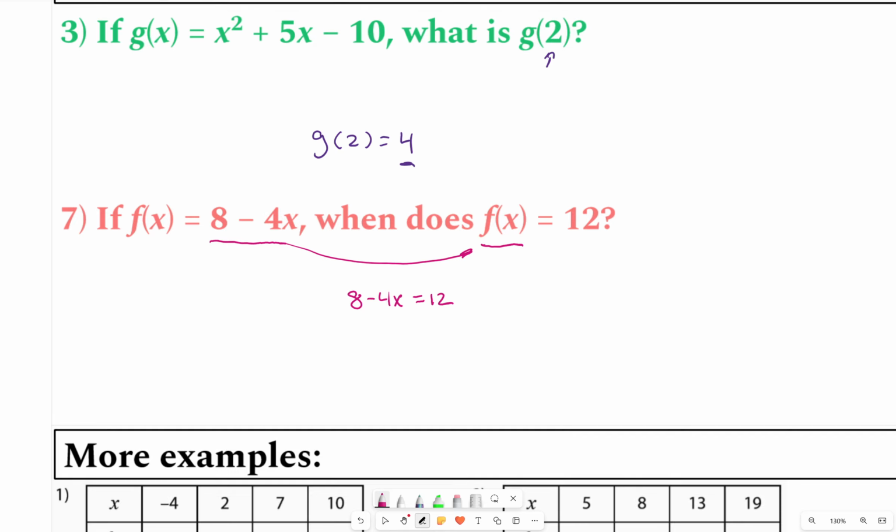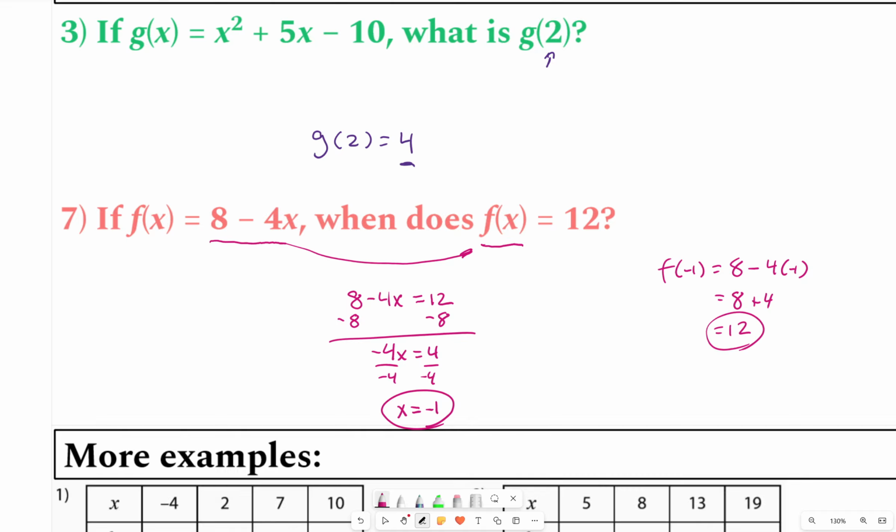So we're setting the function equal to 12, and then we solve for x, and that will tell us what input value gives us an output of 12. So subtract 8 from both sides. -4x equals 4, divided by -4. X equals -1. So if I input -1 into my function, we will see that in fact the output is 12, which is what we started with. So that's good. That means we did it correctly.